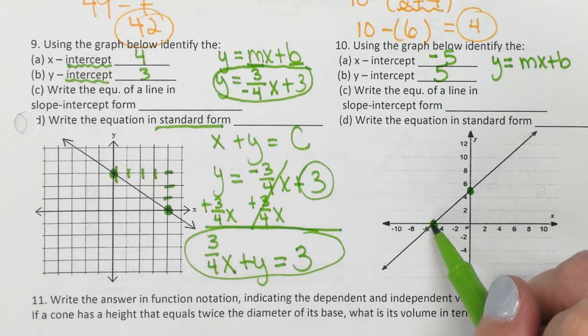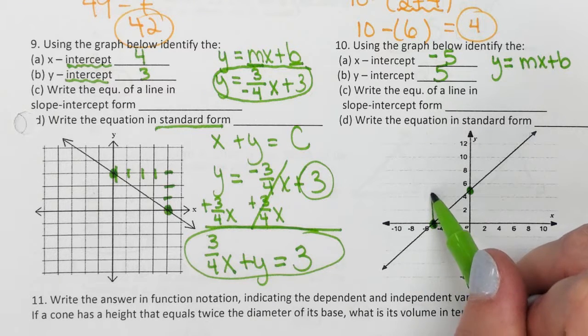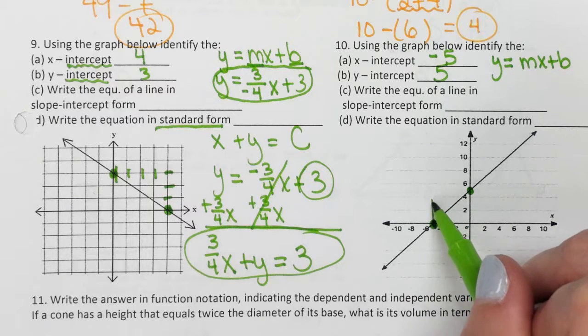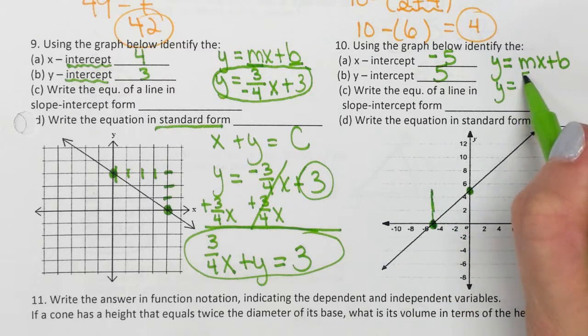So be careful. If I'm starting here at 0 and I need to go up to be level with this dot, how far up did I go? I went up +5. Very good.